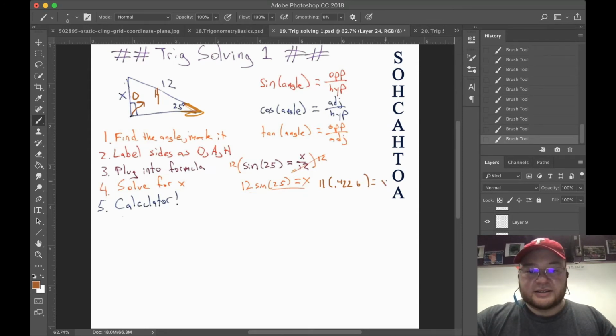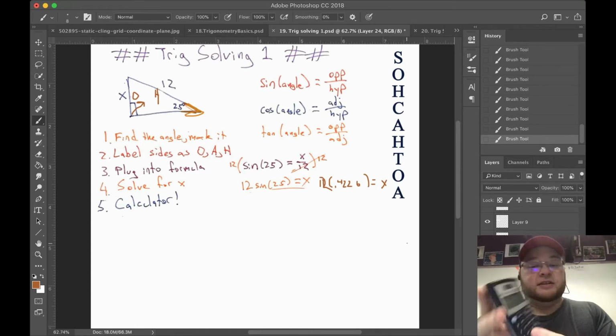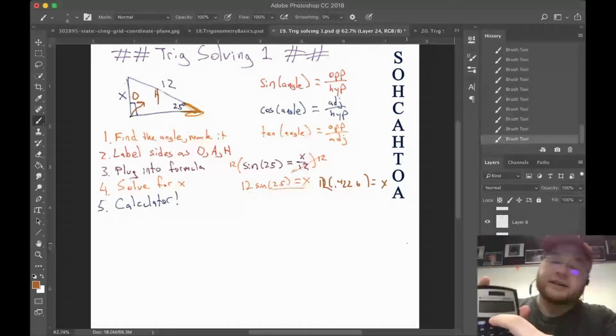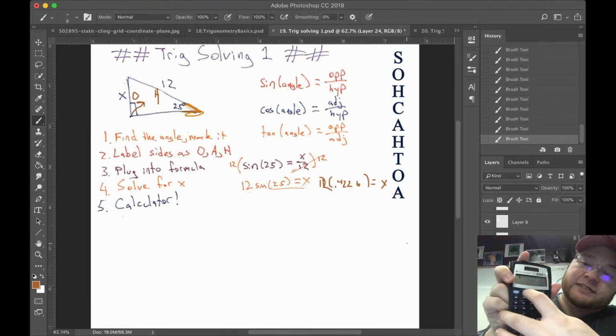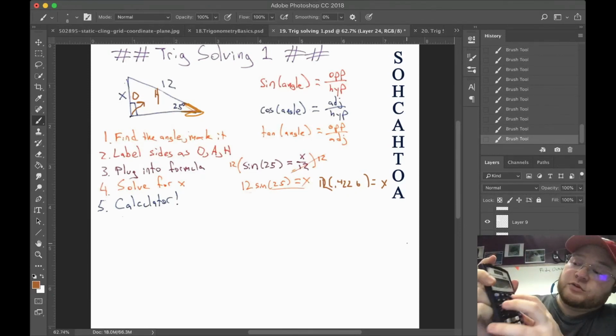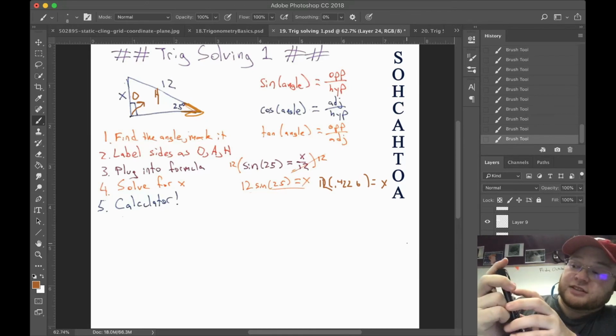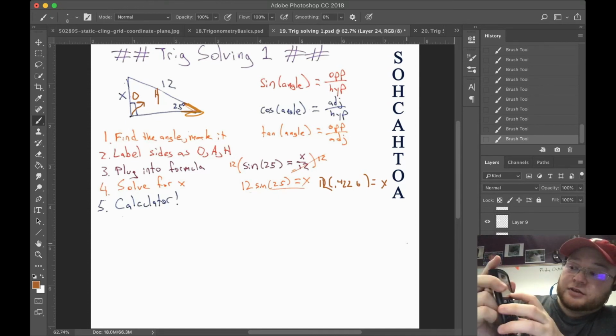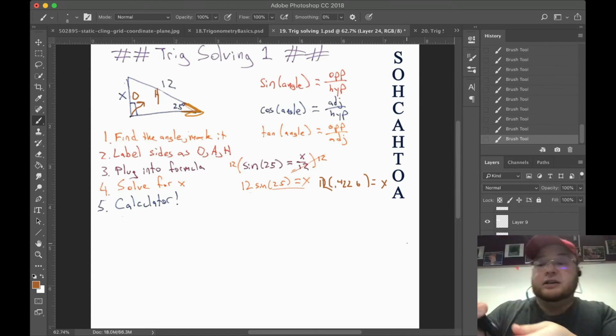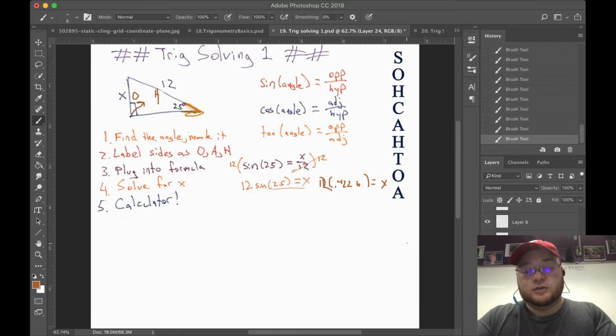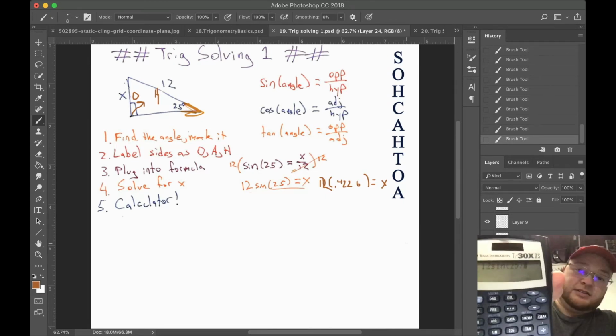And then they just put that into a calculator. Luckily for us, you have a button that says sine right there. Very important, before I forget: there's a button that says DRG. That stands for degrees, radians, and gradient. You want to make sure it's on DEG. Then you literally type in 12 sine 25, close your parentheses, and we get our answer, x is 5.07.